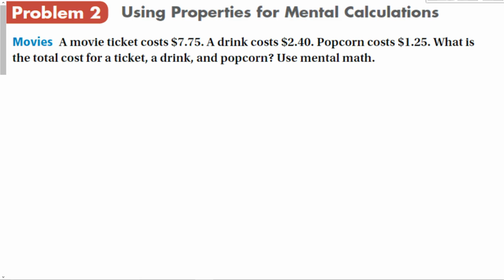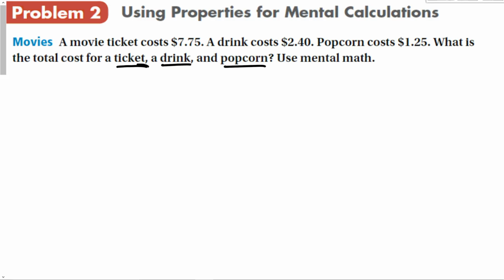So we can use properties to help solve some problems using mental math. And if I look at this problem right here, I might be tempted to take out a calculator and try to figure this out using some sort of device to help me. But if I notice something, well, first of all, what's the problem? A movie ticket costs $7.75, a drink costs $2.40, popcorn costs $1.25. What is the total cost for ticket, drink, popcorn?